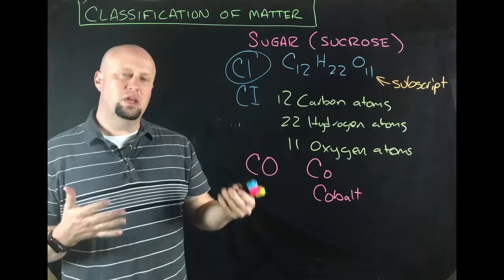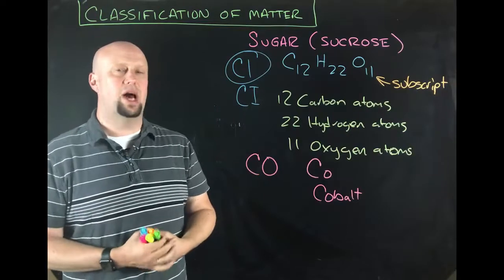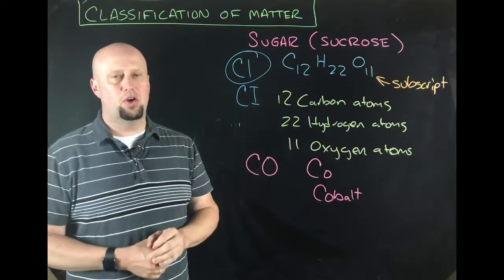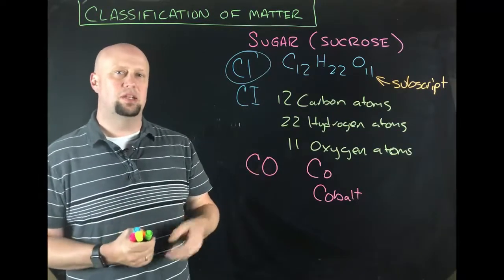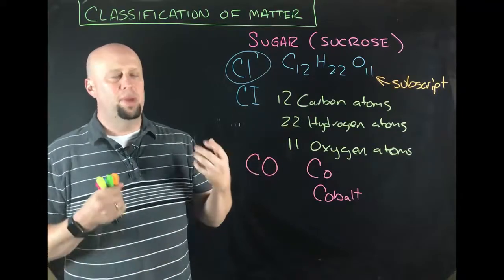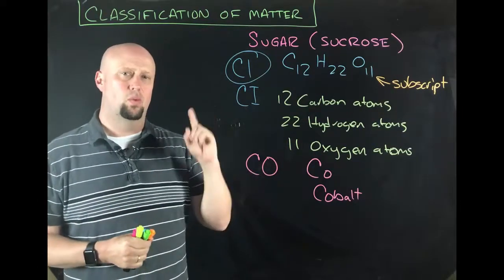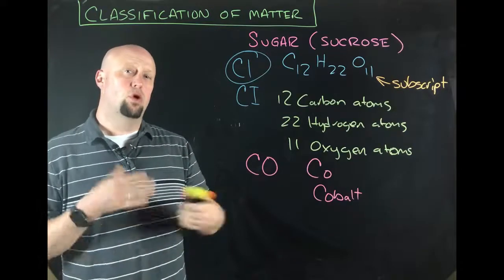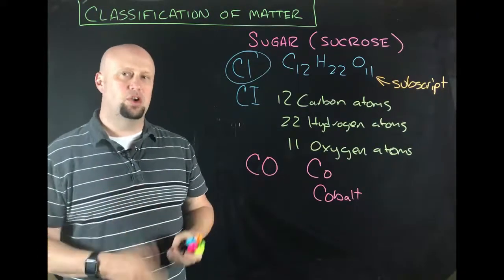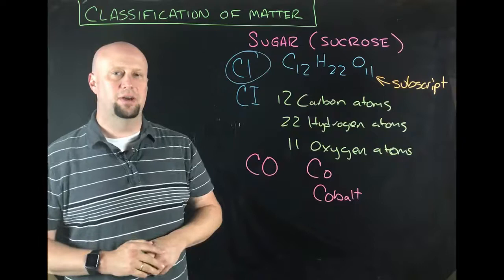Okay, so hopefully you got the basics of the first part of classification of matter, of knowing what pure substances are. Remember that pure substances can be broken down into elements and compounds. What makes a pure substance is there's only one type of particle in it. If there's more than one type of particle, then that's a mixture, and that's what we're going to talk about in our next video. All right?